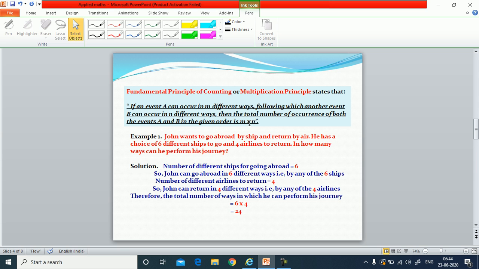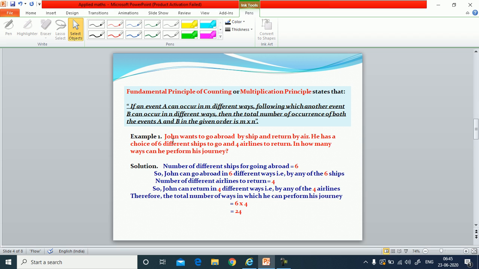One more thing, why is multiplication taking place? Because both the events are going to happen. A is to be followed by B. So there is a compulsion, you can see. A will occur and simultaneously B has to occur. So the total number of ways is m into n. Let us go through some examples where this can be applied.